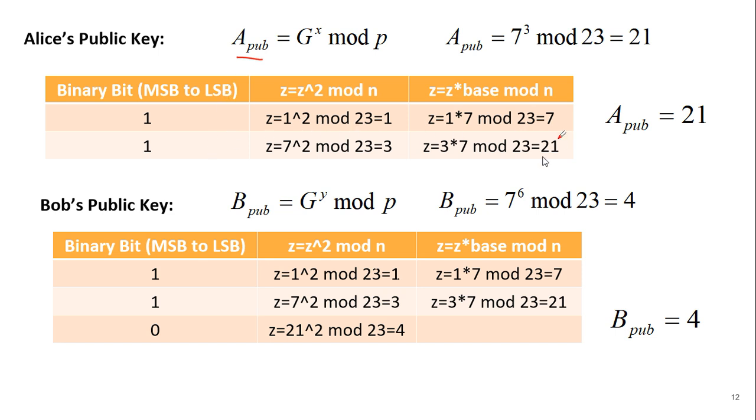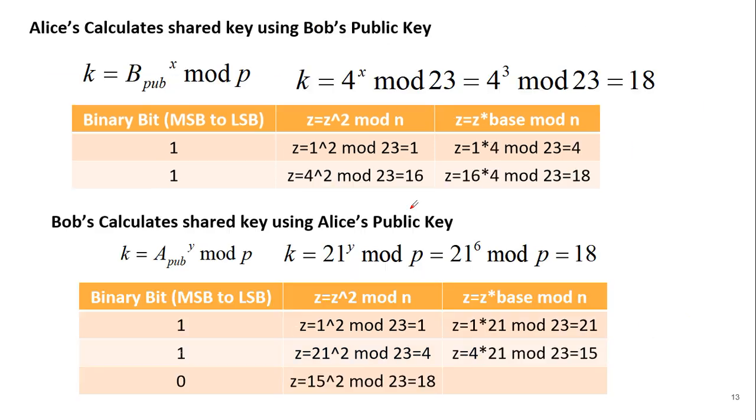We do all the operations for 3 and 6, and we can see that some of the operations get repeated. For example, see this operation, here we can directly use the result. In this way A public and B public get calculated. Now we exchange with each other to calculate the K value. B public raised to X mod P, 4 raised to 3 mod 23, which is 18, and 21 raised to 6 mod P is 18. So the same key is shared between the two users.